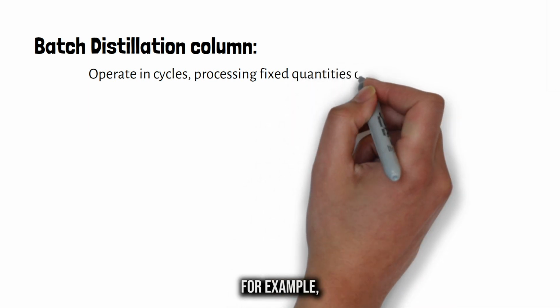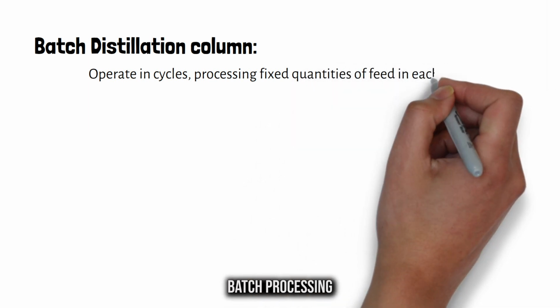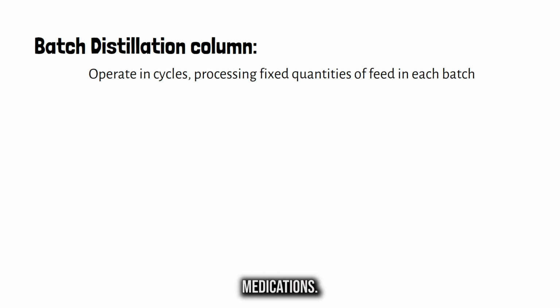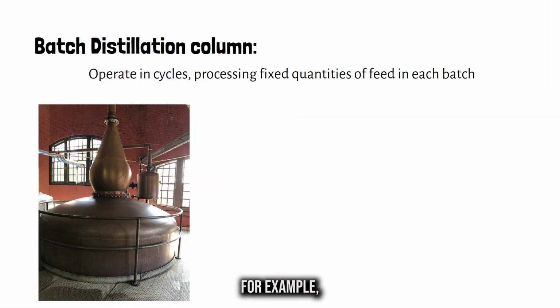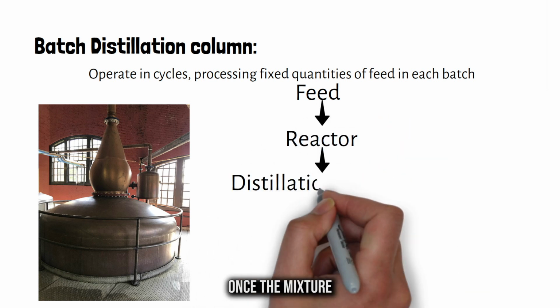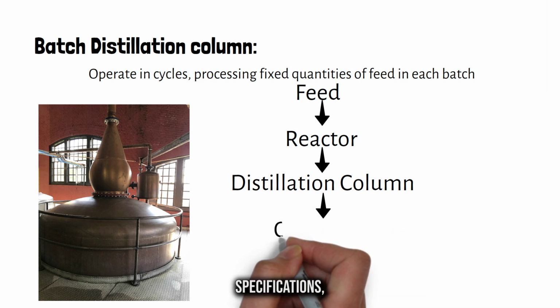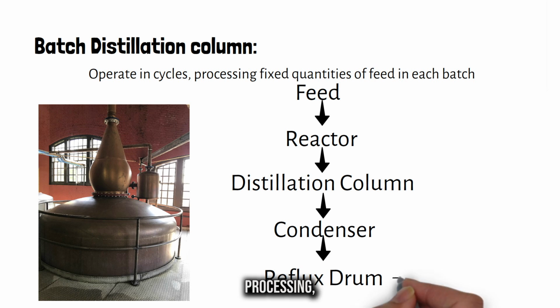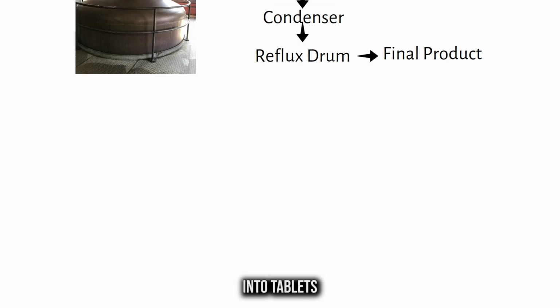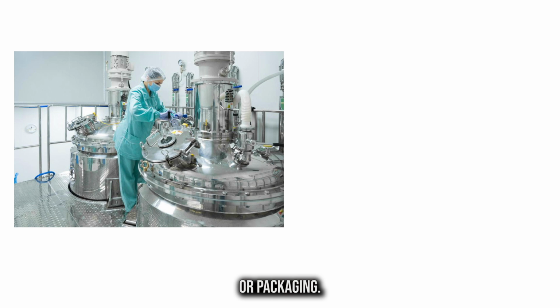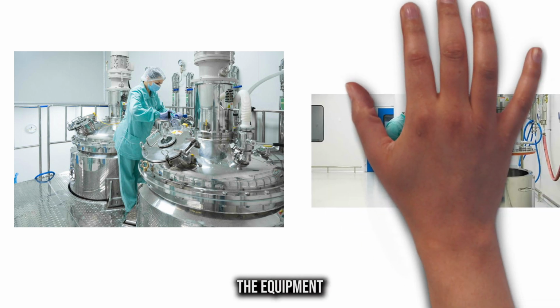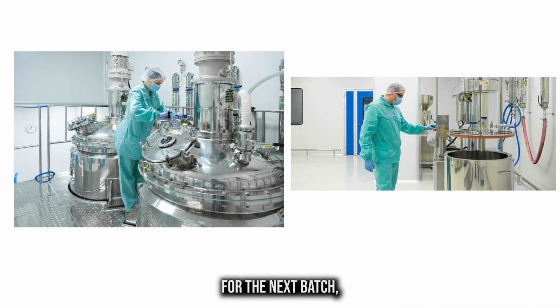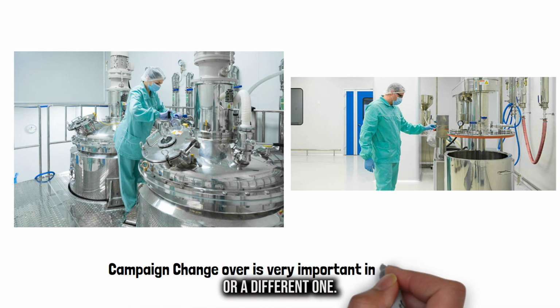For example, in the pharmaceutical industry, batch processing is often used to produce medications. For example, a batch of a specific drug might be produced by mixing active ingredients and excipients in a reactor. Once the mixture reaches the required specifications, the entire batch is removed from the reactor for further processing, like drying, pressing into tablets, or packaging. After the batch is completed, the equipment is cleaned and prepared for the next batch, which could be the same product or a different one.